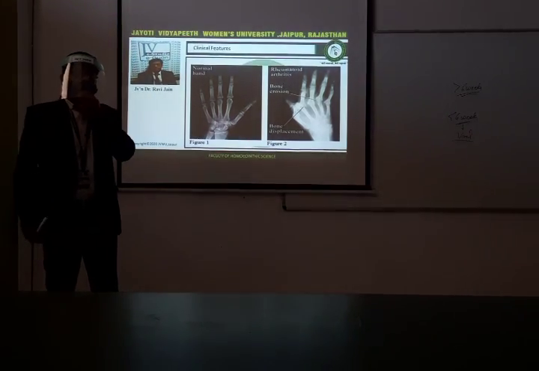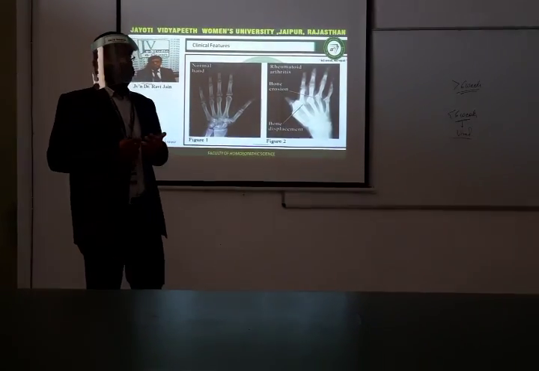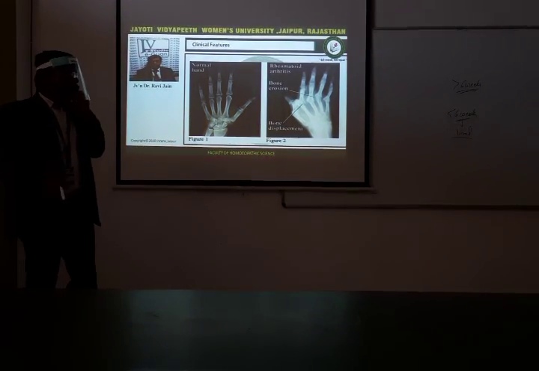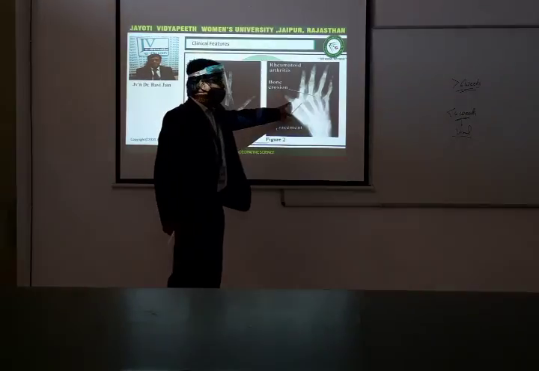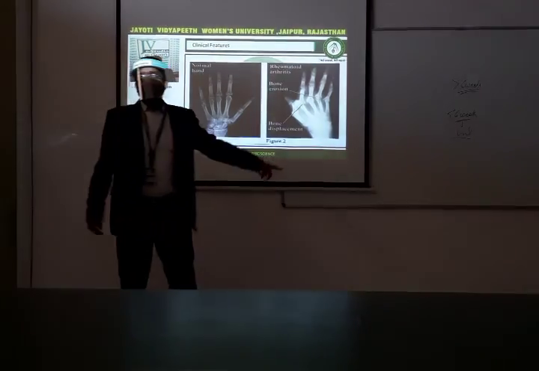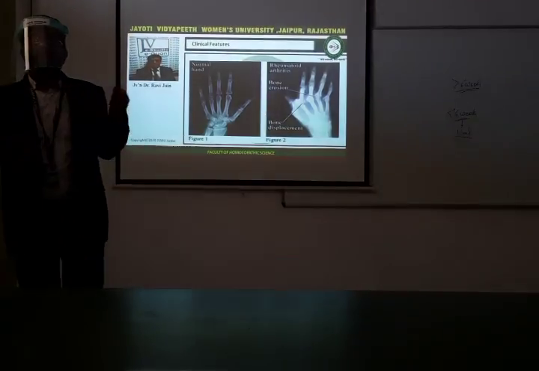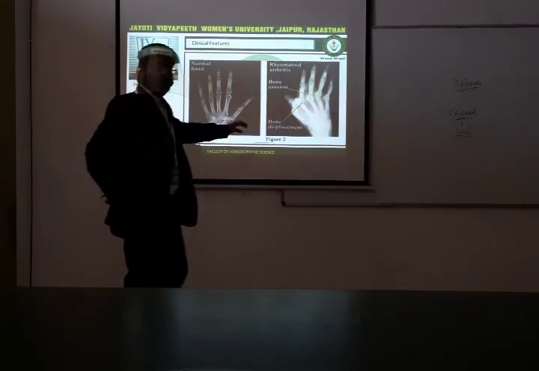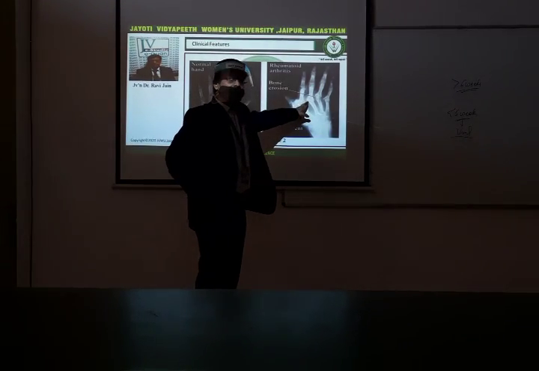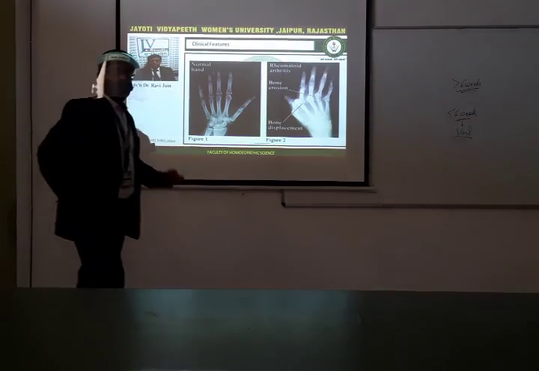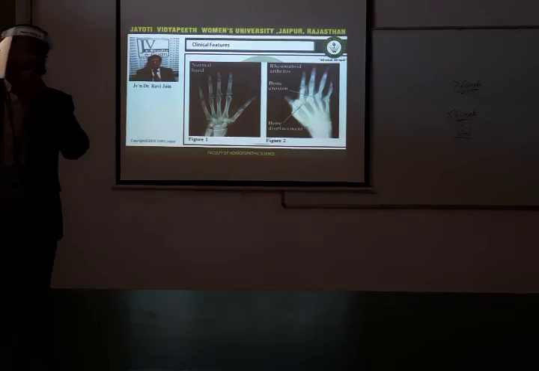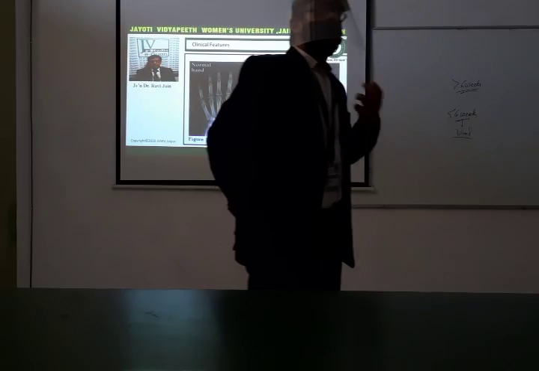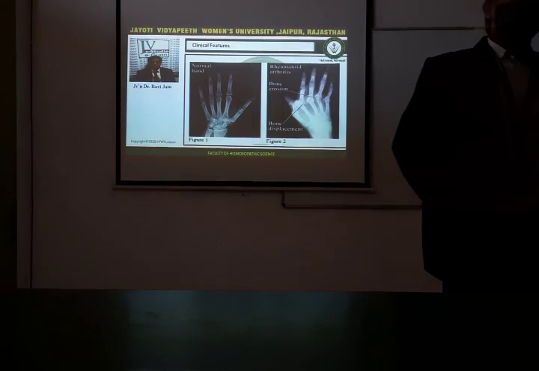Now, these are the changes that are seen in case of rheumatoid arthritis. This is a normal hand, the normal hand bone structure. And you can see the changes in the joint structure. The joints are greatly deformed in case of rheumatoid arthritis. There is displacement of the bones, and there is bony erosion that is seen in case of rheumatoid arthritis. So in rheumatoid arthritis, you get a lot of destructive changes in the bones and the joints of the body.